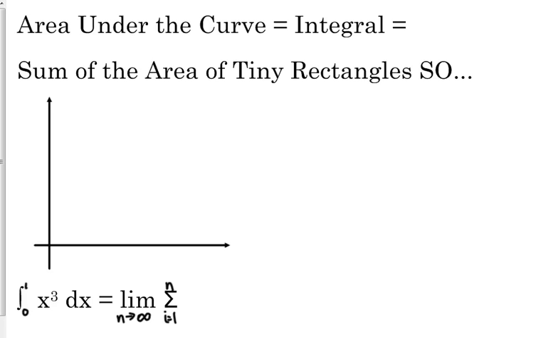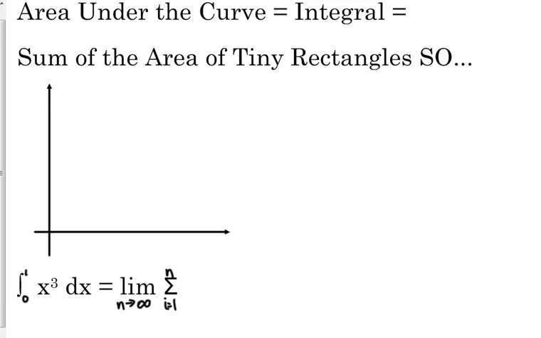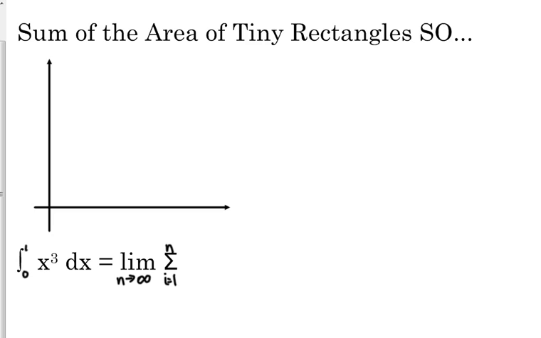So here's our first example. The question is going to be, which of the following shows a representation for this integral: the integral from 0 to 1 of x cubed. I want to start by just drawing a picture so that we get a visual of what this looks like. Now this is zoomed in, so this looks like x squared right now, but it's actually x cubed because we're only going from 0 to 1.